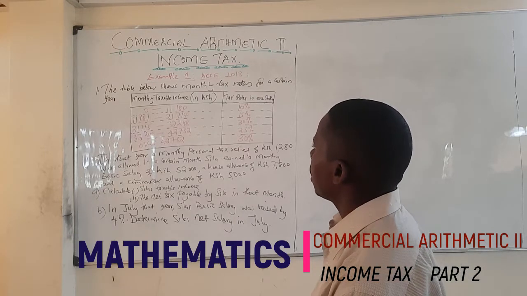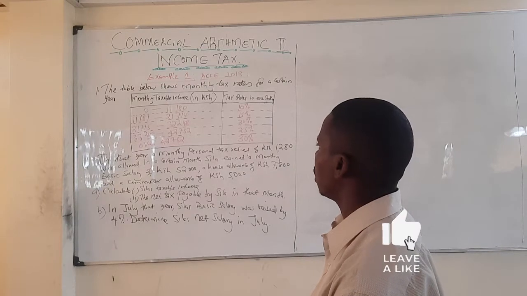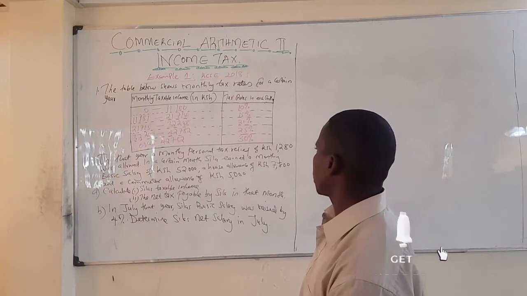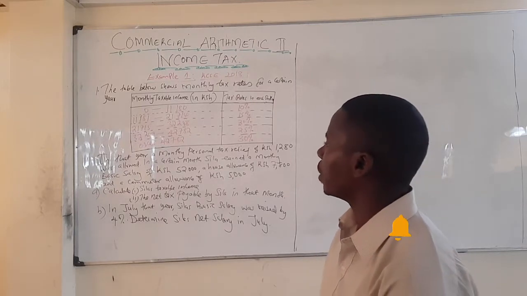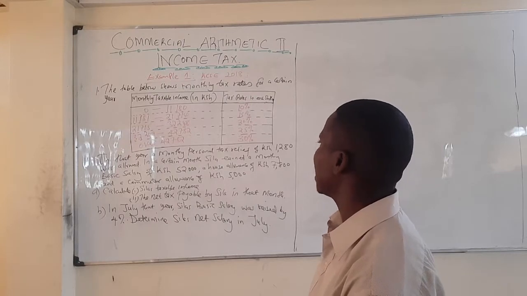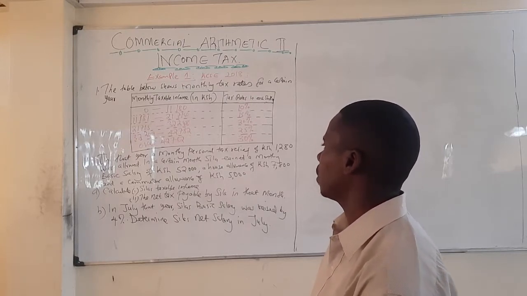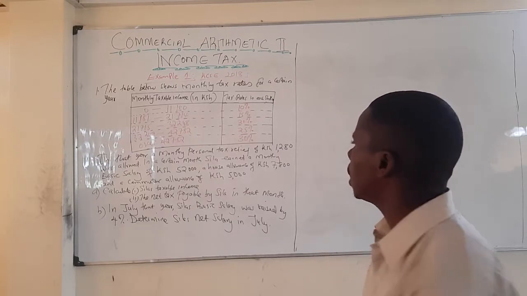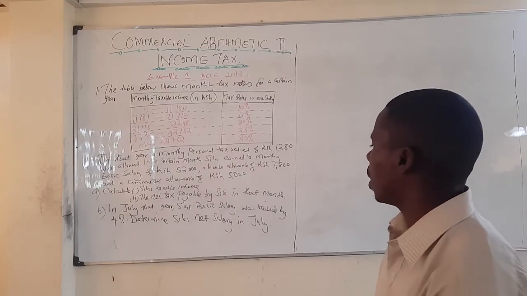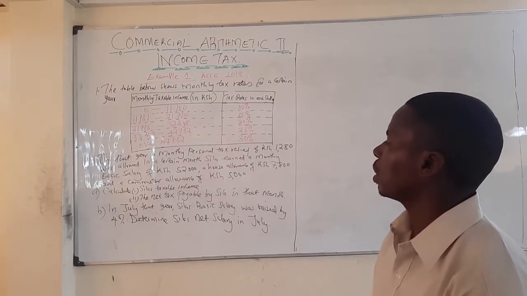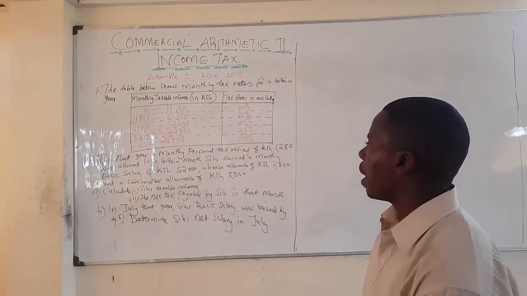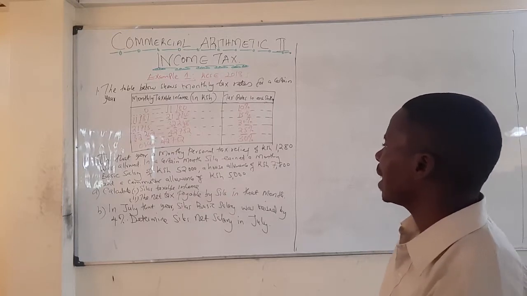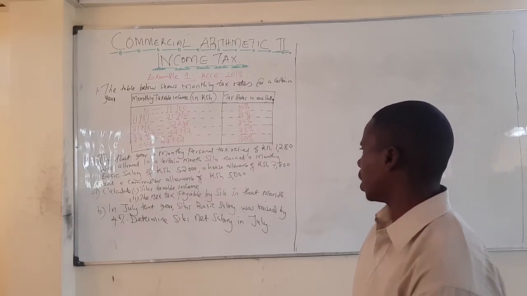Then the question says that in a certain year, a monthly personal relief of Kenya shillings 1,280 was allowed. In a certain month, Sailors earned a monthly basic salary of Kenya shillings 52,000, a house allowance of 7,800 and a commuter allowance of 5,000 shillings. So you have to calculate, in part A, part 1, Sailors' taxable income, then part 2, the net tax payable by Sailors in that month.